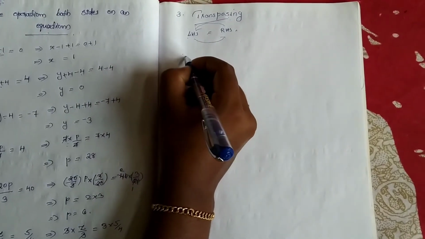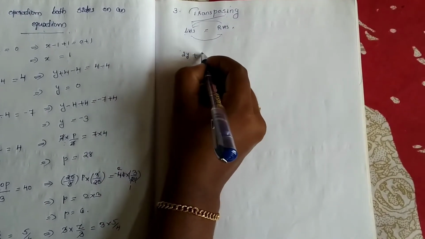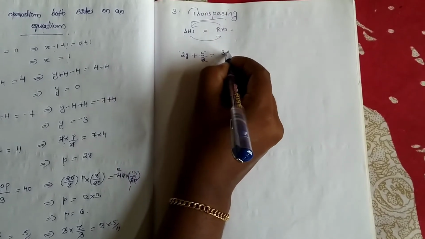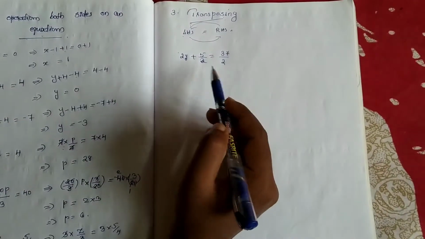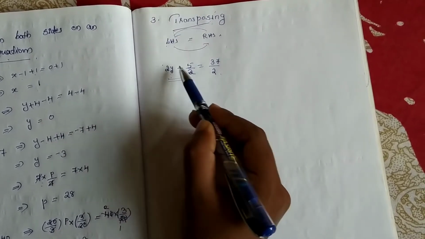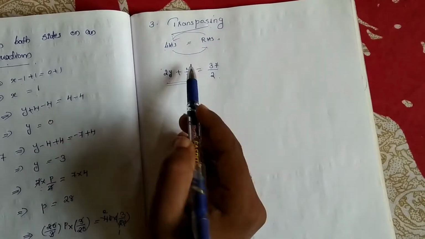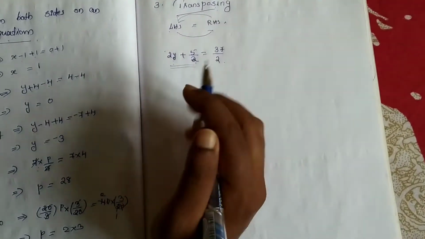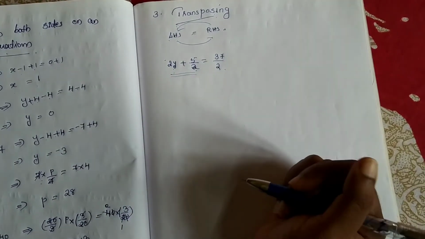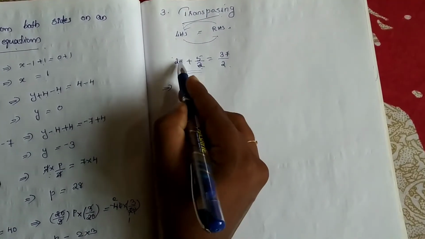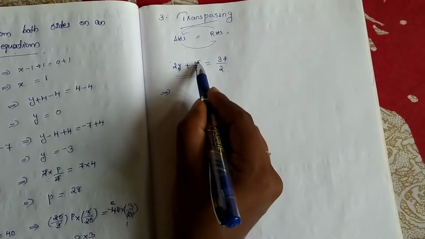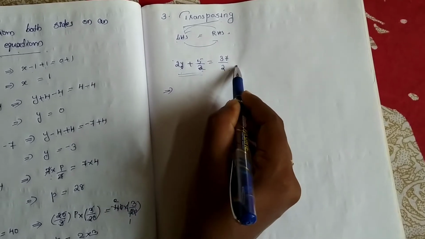The question is 2y plus 5 by 2 is equal to 37 by 2. Look here, this is the LHS and this is the RHS. LHS has two terms, 2y and 5 by 2. We want to make the variables on one side and numerical values on the other side. Here 2y is the variable term, so it will stay here only. I am moving 5 by 2 to the right side of the equation.